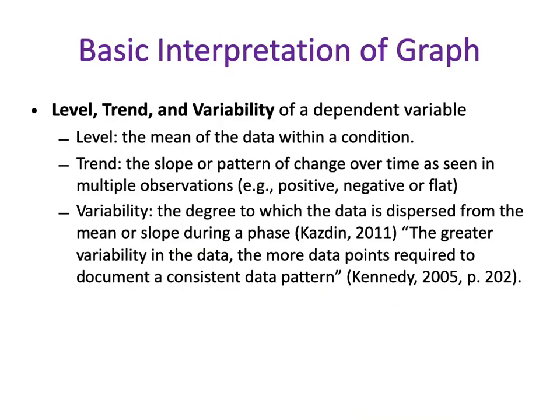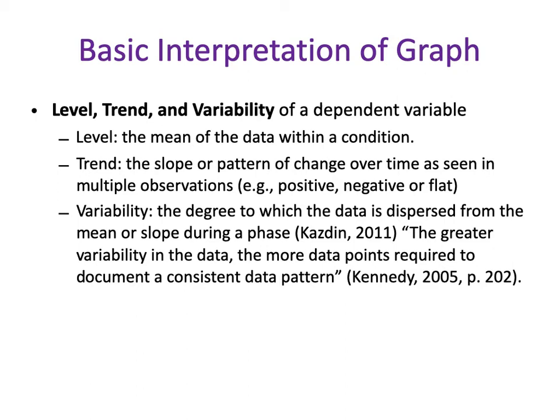When you interpret a graph or your data, you must use these 3 terminologies: level, trend, and variability. So level means the mean of the data within a condition. So it's easy. You can just report the mean of intervention phase and mean of baseline phase. So you can compare the mean between the intervention phase and baseline phase. Trend is a slope or pattern of change over time as seen in multiple observations. So as you connect the data points within each phase, you will see the trend, if this is positive trend, negative trend, or flat. The last one is variability.